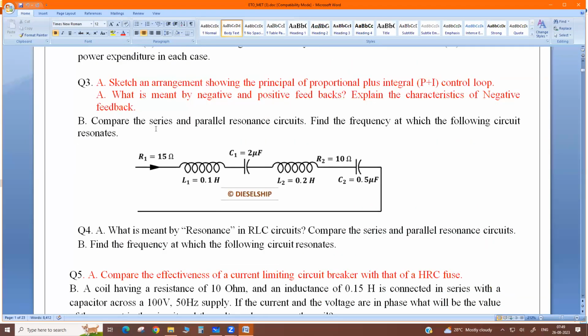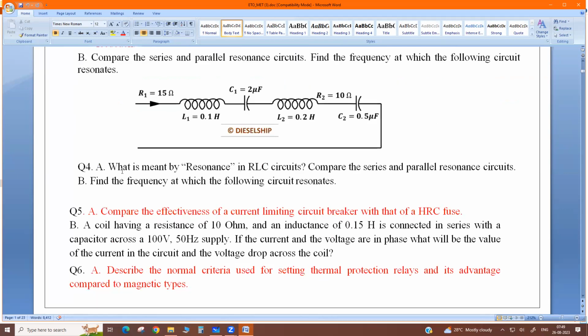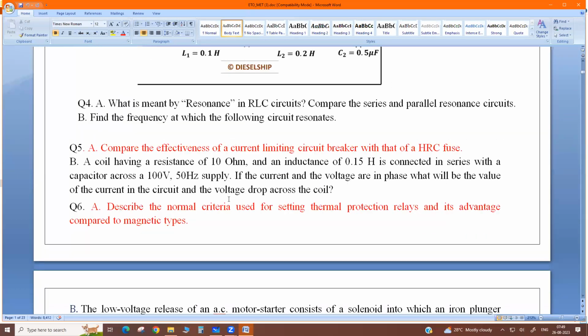resonance circuit. See, this is: compare the series and parallel resonance circuit. Find the resonance frequency at which this circuit is in resonance. This circuit. Okay. Then what is meant by resonance in an RLC circuit? Compare series and parallel resonance. And the same question is this. Part B means this part. This circuit is there here also. Okay. Got it? Same.